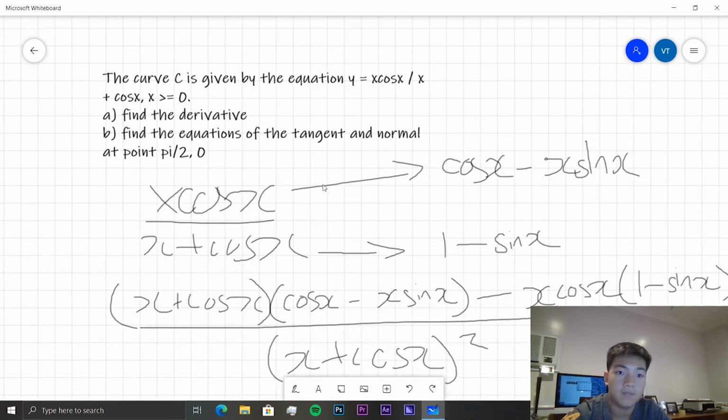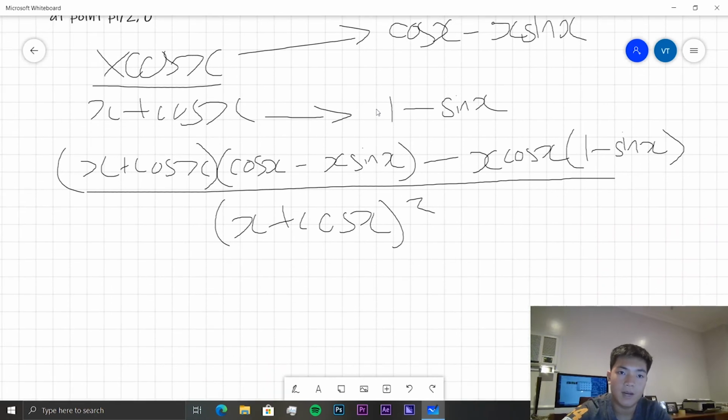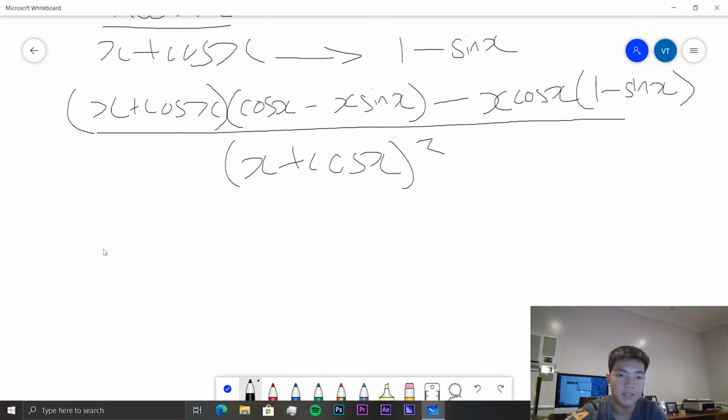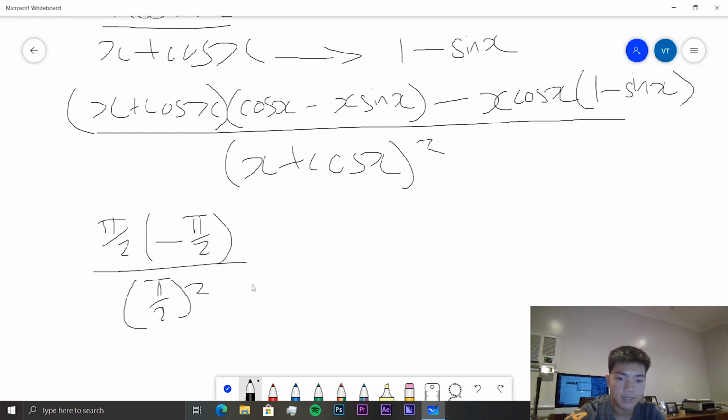Next, we need to find the equations of the tangent and normal at the point pi over 2, 0. So let's substitute pi over 2 into here. We have pi over 2 plus cosine pi over 2, which is 0, times cosine pi over 2, 0, minus pi over 2 times sine pi over 2. So this is minus pi over 2, minus pi over 2 times cosine pi over 2, 0. So it's just pi over 2 times minus pi over 2 over x plus cosine x squared. Well, x plus cosine x is pi over 2 at pi over 2. So we have pi over 2 squared. So this entire thing is simply equal to -1.